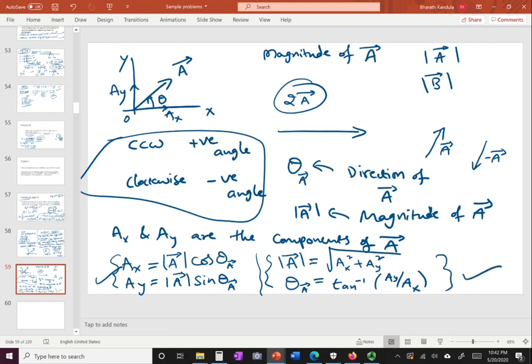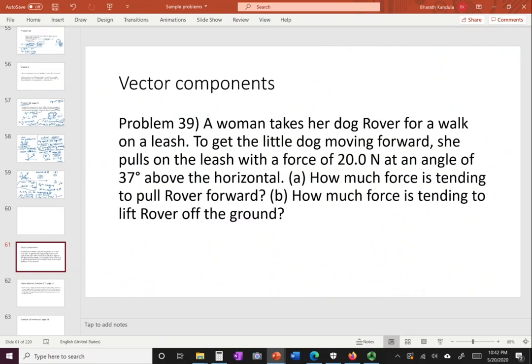Let's do some problems. This is problem number 39 in the textbook, chapter 1. At the end of each chapter, you have a list of problems. So in the textbook, read the chapter, and at the end you have a summary and some problems. I'm choosing those problems here to explain to you. Now, problem number 39.